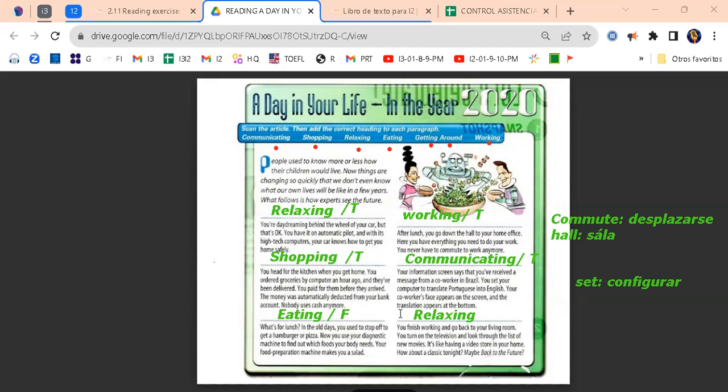Sorry, what does getting around mean? Getting around. Yep.